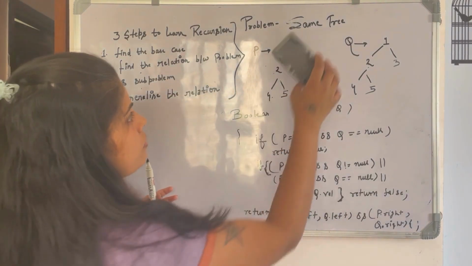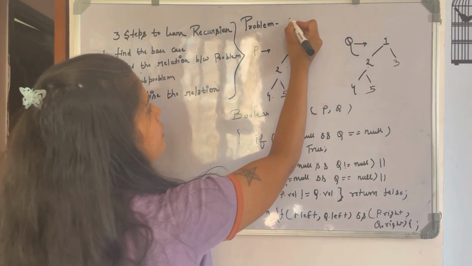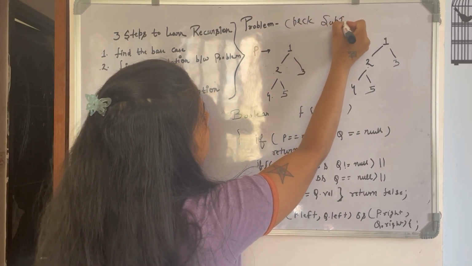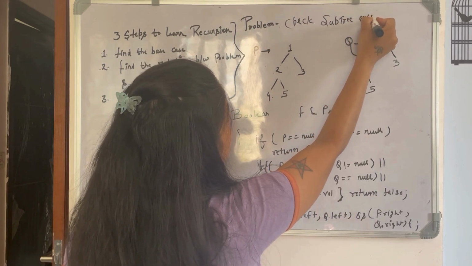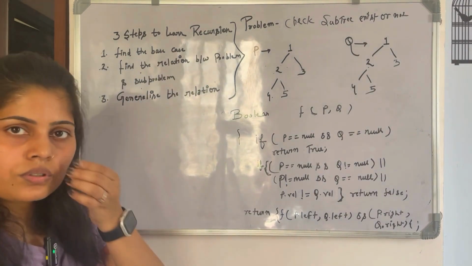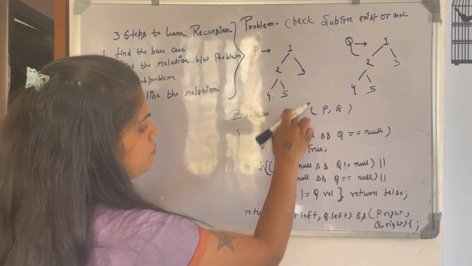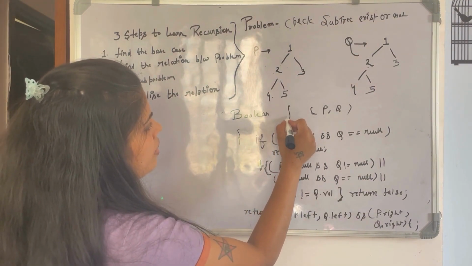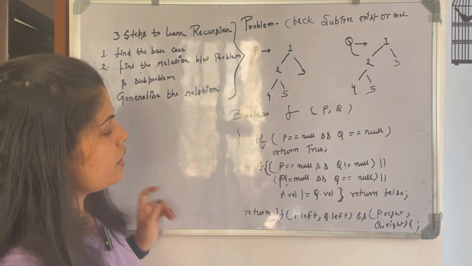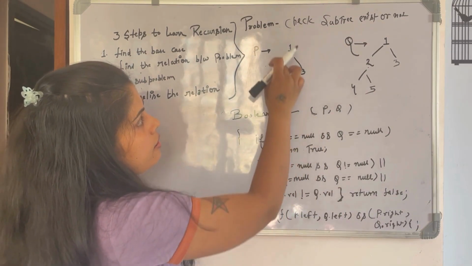So first of all, we have to change the title: Check Subtree is or not. Okay, guys, so this is our problem. So what is this function saying here? Let me check the function. Okay, let's keep this the same because I don't have space on the board. So this function is basically checking every node from left and right for both the trees.